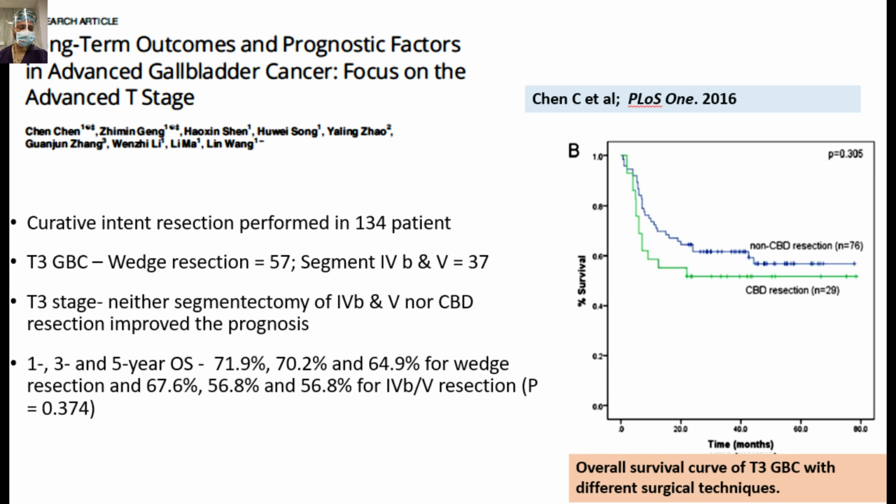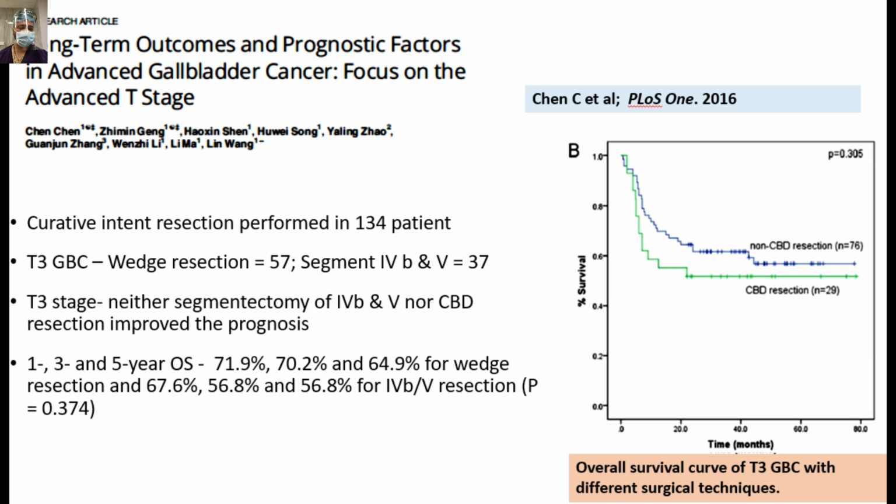So friends, the answer to this controversy is that it doesn't make a difference whether you are doing a segmental resection, that is 4B5 anatomical resection, or a non-anatomical, simple 2-3 centimeter liver wedge. The outcome was similar. So if we don't have any other evidence, then we have to rely on this evidence only.